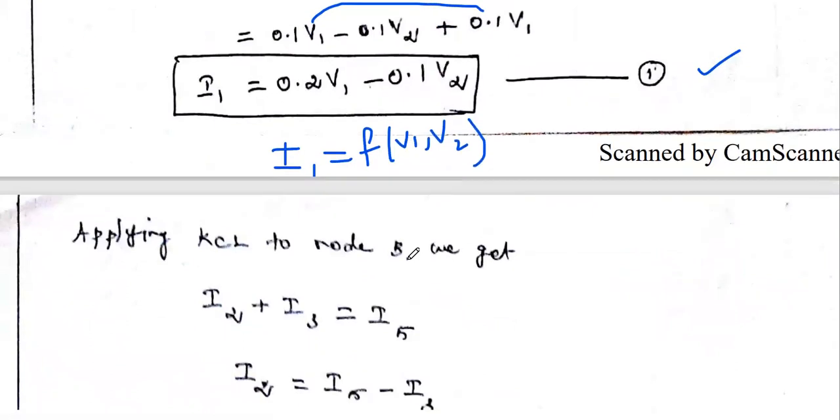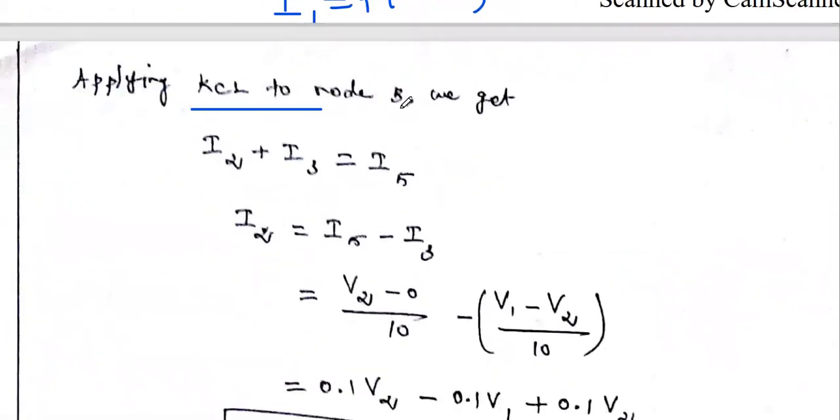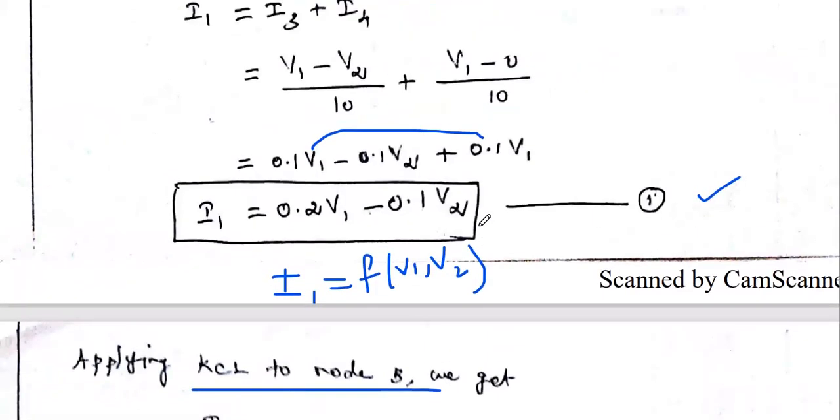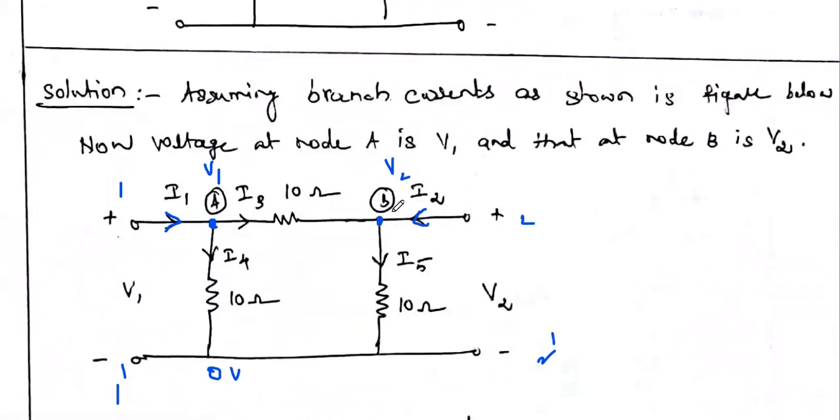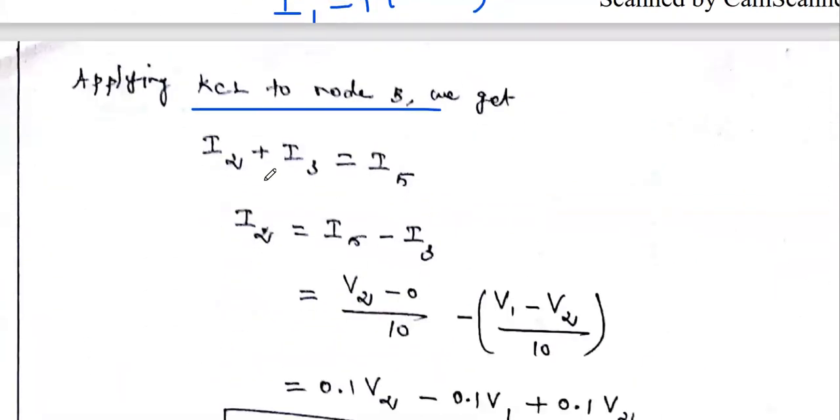Similarly, we have to apply KCL to node B. So you see, this is node B. For this node B, what are the branches? I3 is an incoming current, I2 is an incoming current, and I5 is an outgoing current. So we can write I2 plus I3 equal to I5.